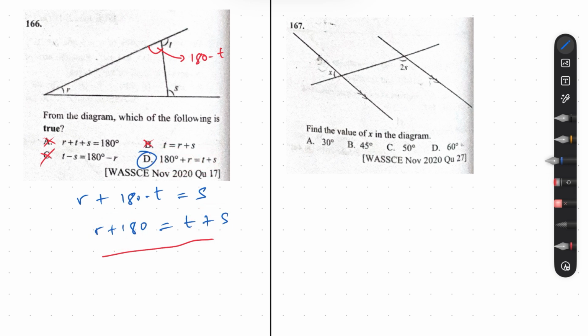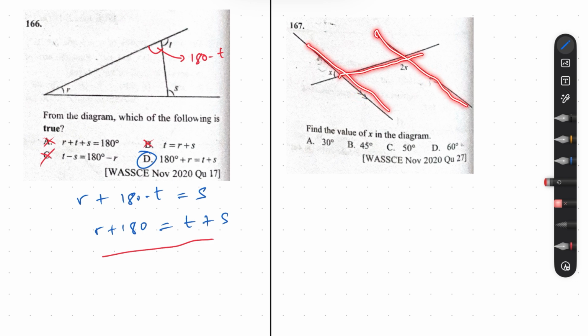Let's move on to question number 167. The question says we should find the value of x in the diagram, so we need to find this value. But we know that these two lines are parallel to each other. How do we know that? Because of this sign. Now if they are parallel, that means we can have what?